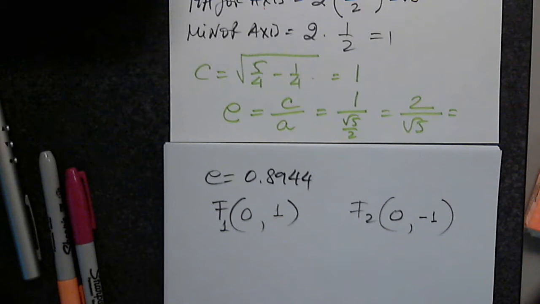Actually, your book presents them like this: 0, plus or minus 1. So it presents them together.